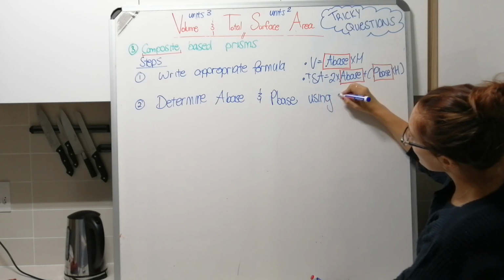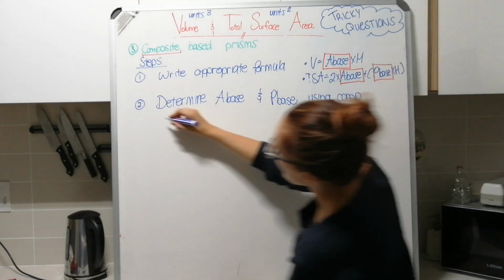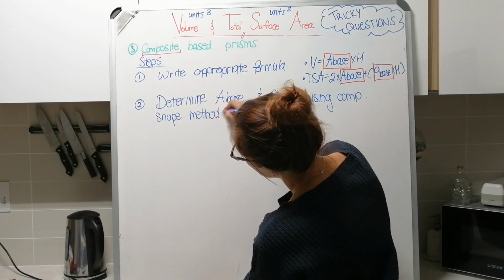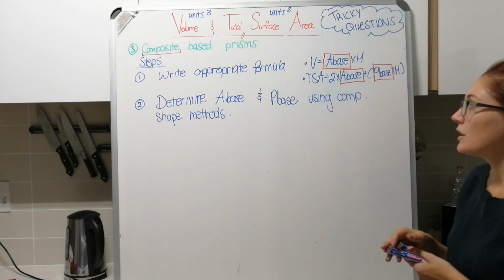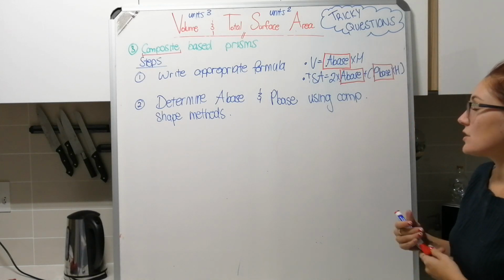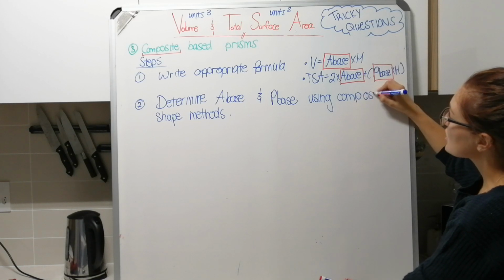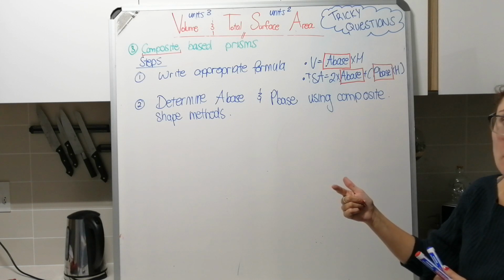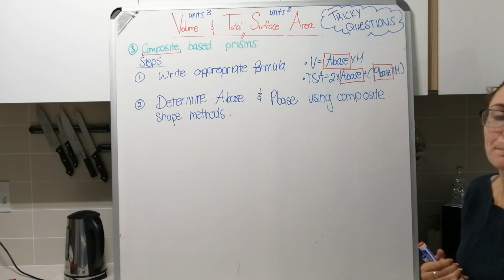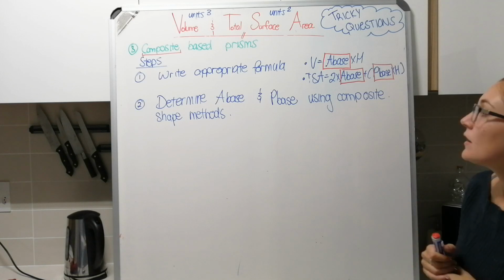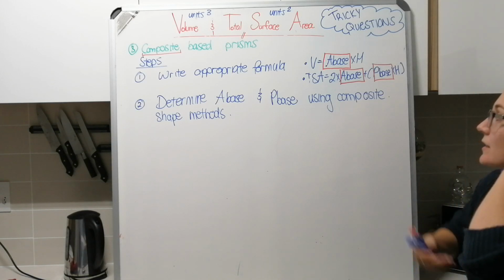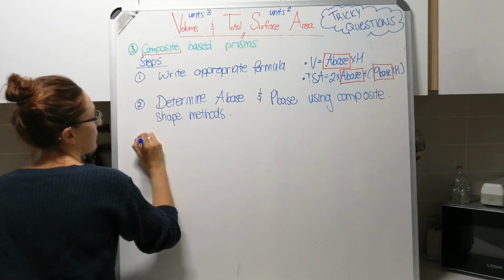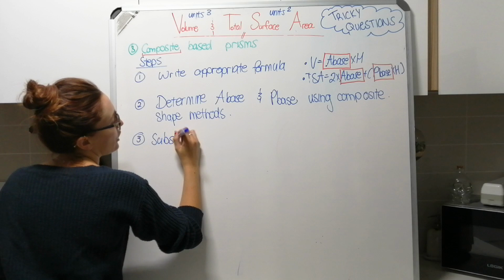using composite shape methods. Now if you don't know how to do it using composite shape methods, that's a really good point. I will upload the video explaining how to do area of a composite shape and perimeter of a composite shape. I'll upload that video as well to the Teams thing. So we're going to determine the area and the perimeter of the base using composite shape methods, then substitute in those values.